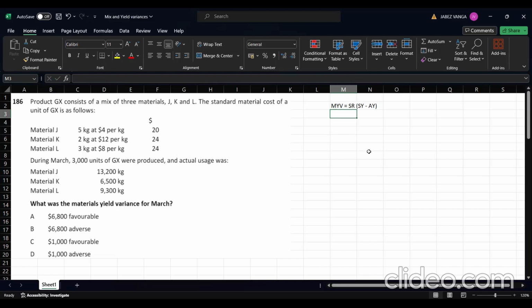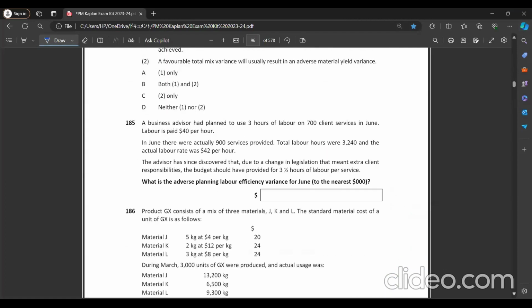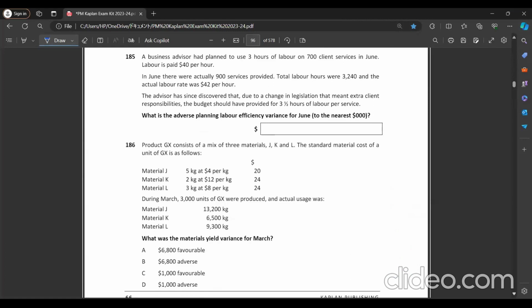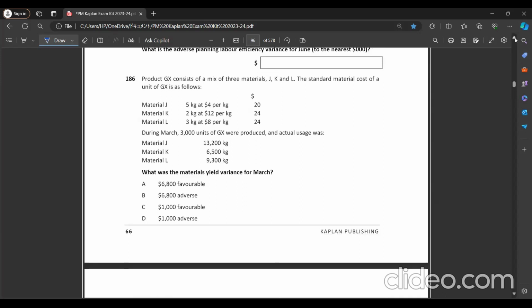Okay, so there's a question here, question number 186. Product GX consists of a mix of three materials J, K, and L. The standard material cost of a unit of GX is as follows. The details of standards are given per unit. Done. So J, K, L and the quantities are given, the value is also given. After that, we see that during March, 3,000 units of GX were produced.